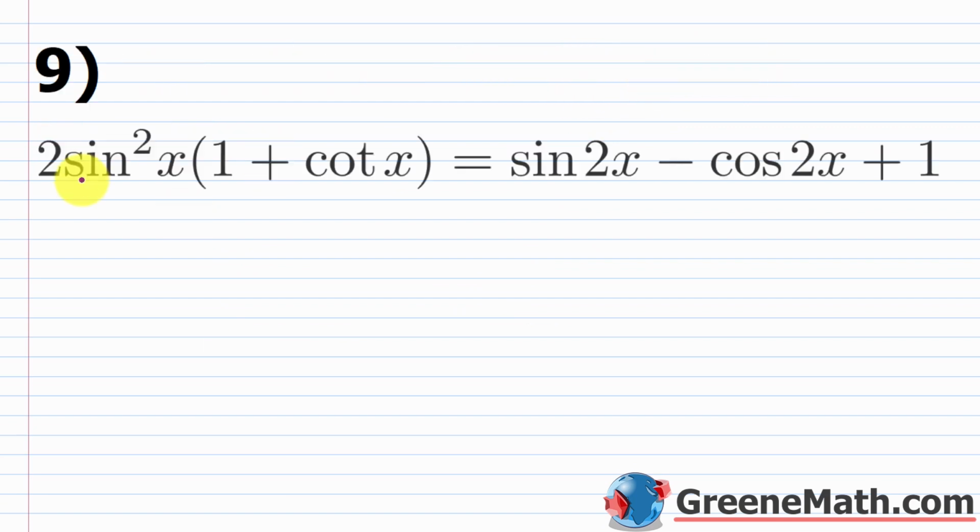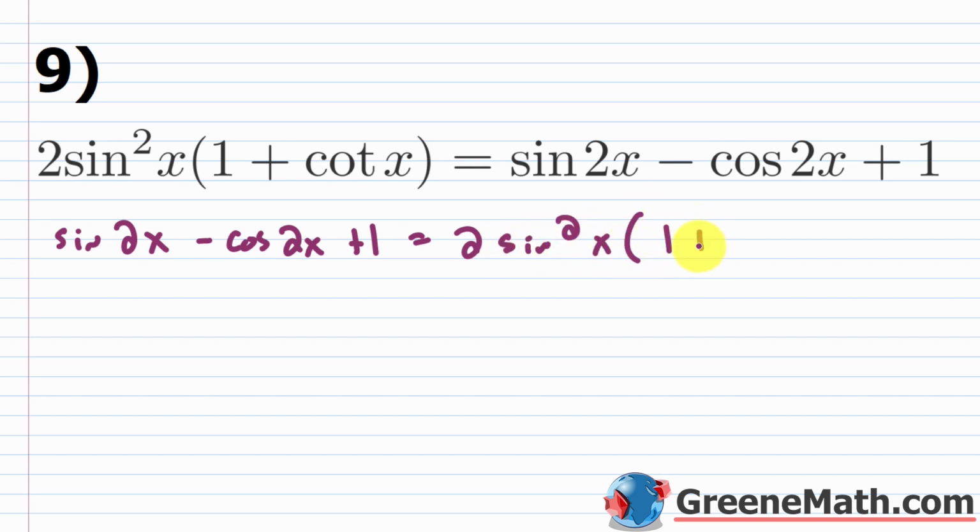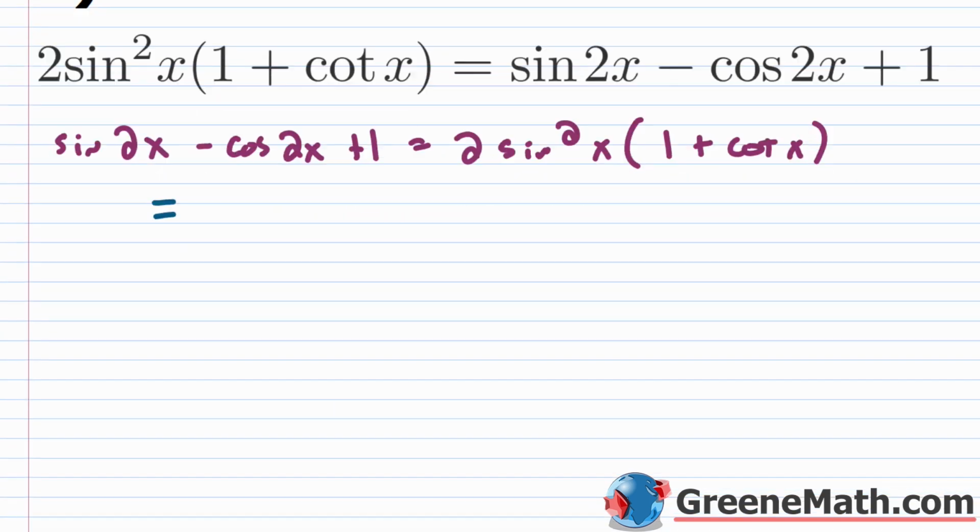And for problem 9, we have 2 times sine squared x times the quantity 1 plus cotangent of x is equal to sine of 2x minus cosine of 2x plus 1. I'm going to flip this for formatting. So I'm going to put that we have the sine of 2x minus the cosine of 2x plus 1 is equal to this 2 times my sine squared x times the quantity 1 plus the cotangent of x. Okay, so here's how I'm going to do this. I'm going to make this right side match this left side. Let me put my equals over here so I have some room. We'll slide down a little bit.